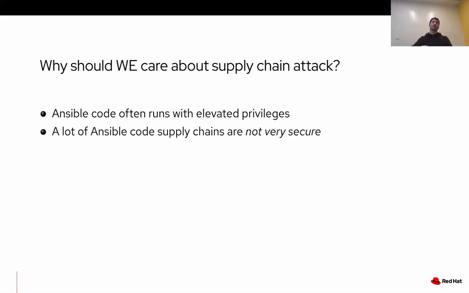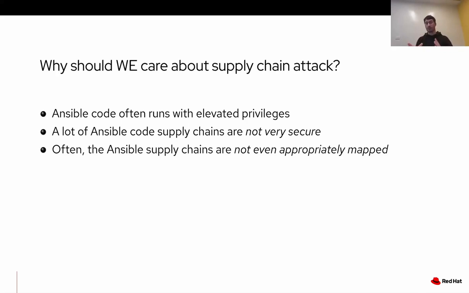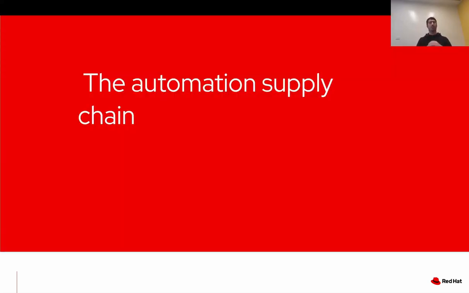Also, there is an aspect about Ansible: a lot of Ansible code supply chains are not very secure. And I would argue that a lot of times, if I go to someone and ask them, what's your Ansible code supply chain, they have no idea about it. Or maybe they have an idea, but it is very wrong. So let's start from this last point and discuss mapping it, how it usually evolves, and why it becomes a problem from a certain point onward.